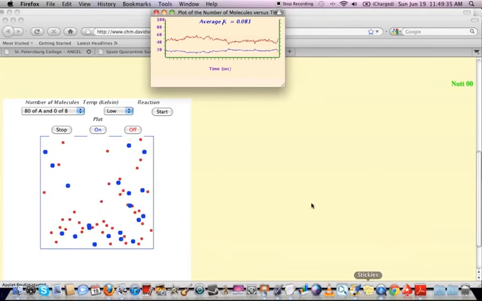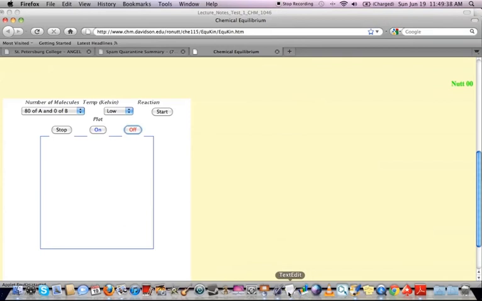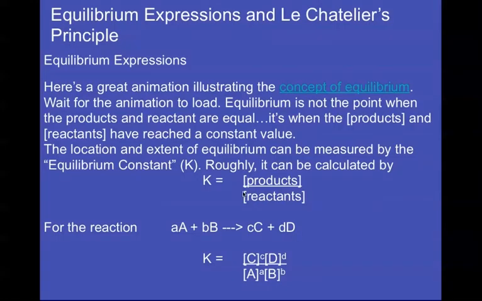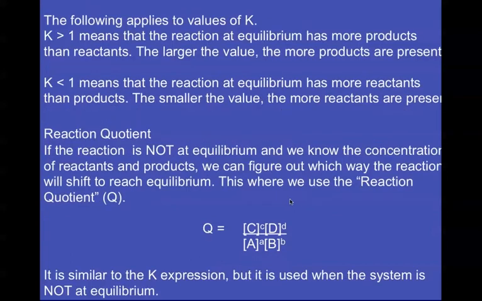Alright, so that gives us that. Let's go back to our PowerPoint. Alright, as I said, the K value then, and this is at equilibrium once the values have become constant, it's the concentration of products over the concentration of reactants.